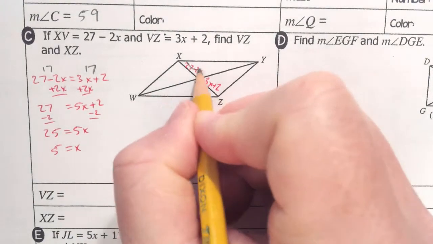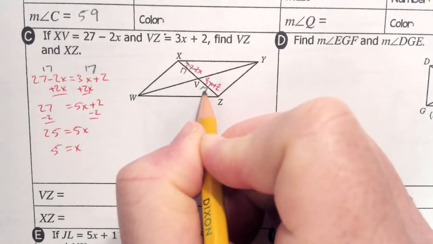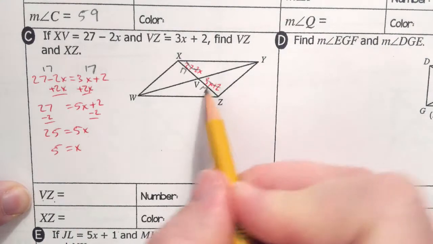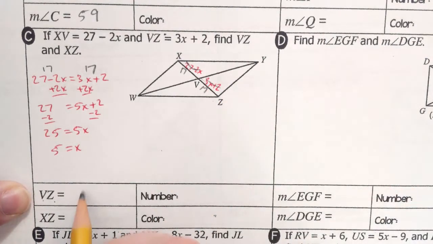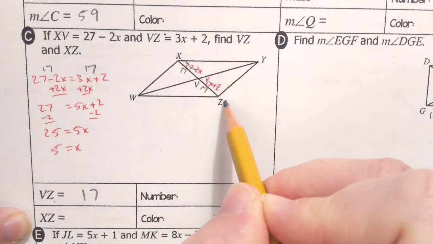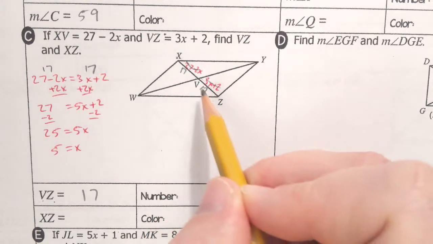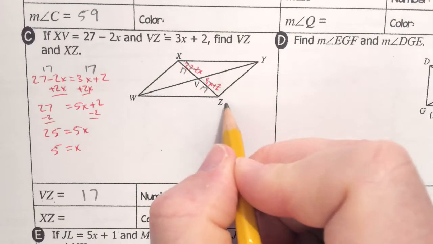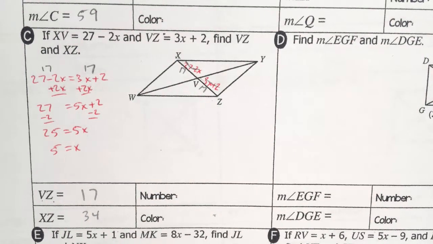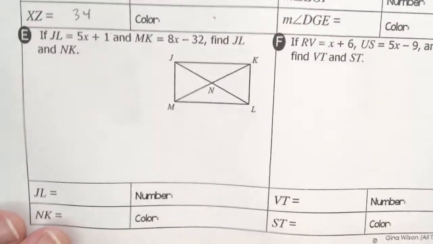All right, so this disappears and now 17. This disappears and now 17. Okay, so that's all I know right now. Let's see what they actually wanted. So they wanted v to z. Oh, that's easy. That's 17. And they wanted x to z. Okay, so that's the whole shebang. So 17 plus 17 would be 34. So all of that is 34. And that's C. All right, let's go down to E.